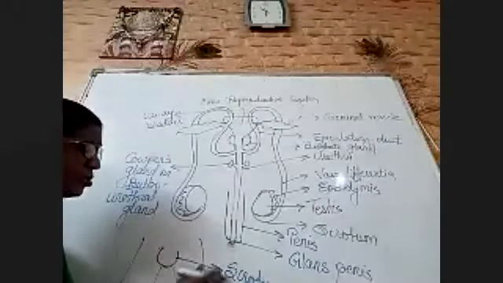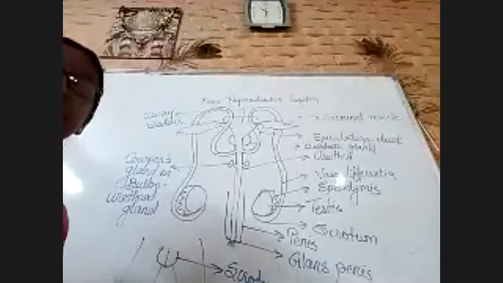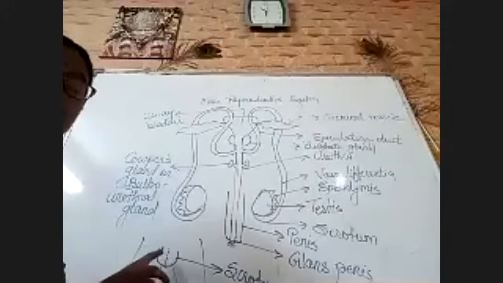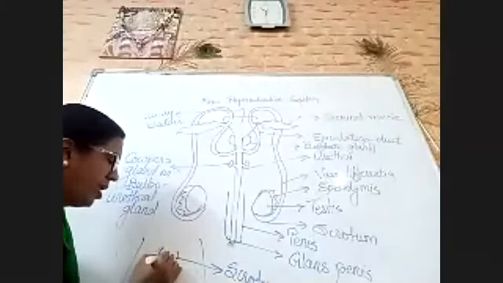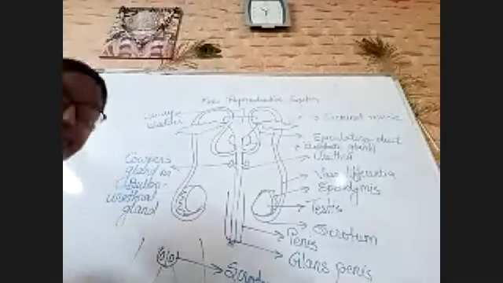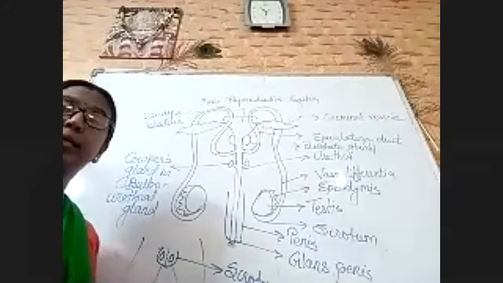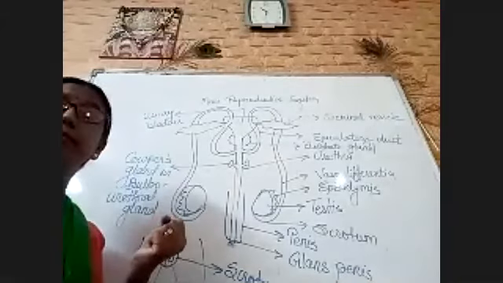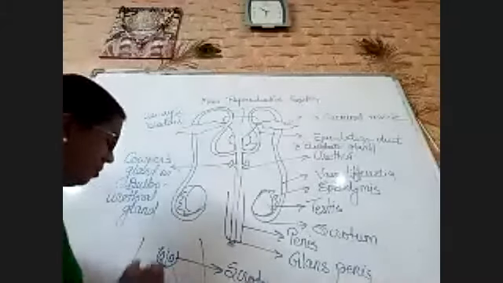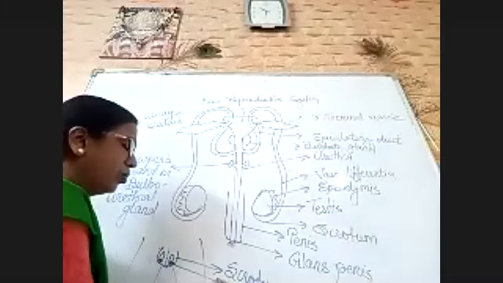This scrotum gets divided into 2 compartments, and in each compartment, 1 testis is present. These testes are held to the scrotum by a part called the gubernaculum.